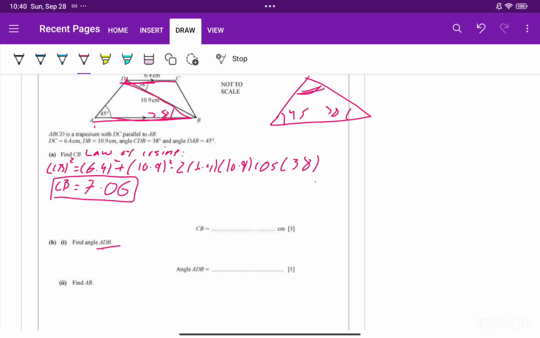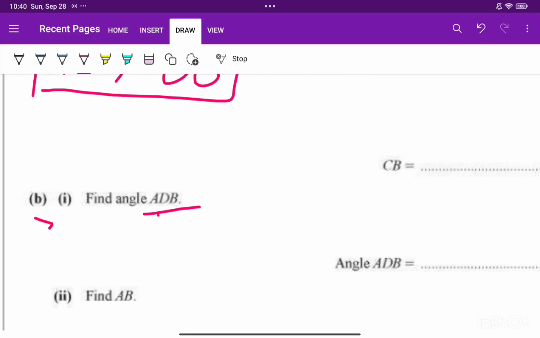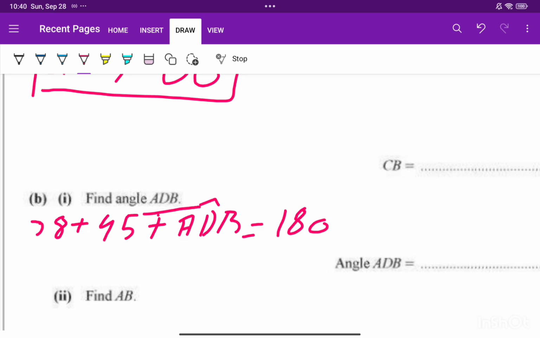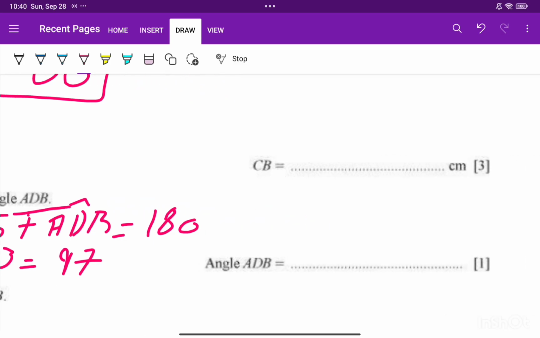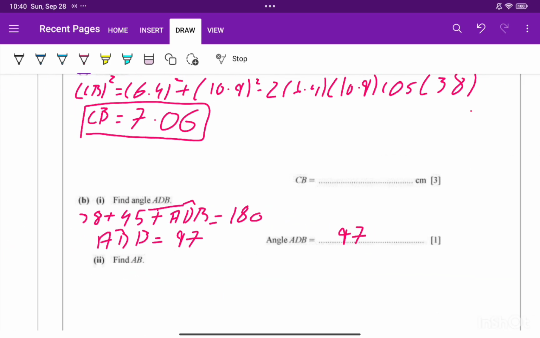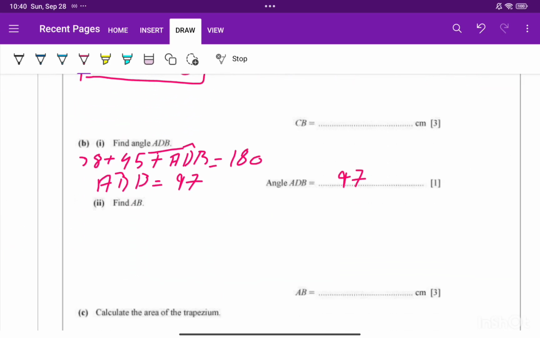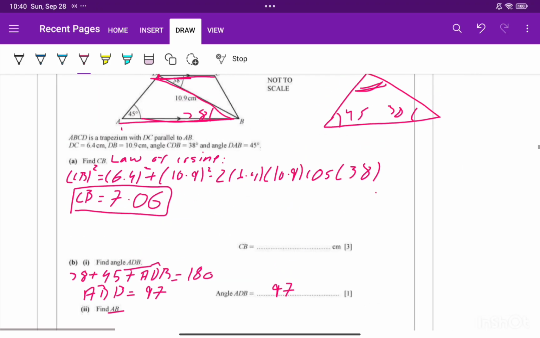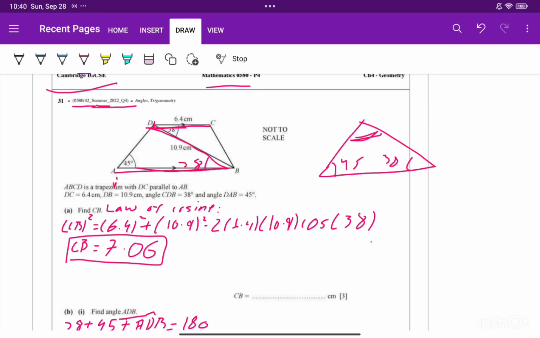So 38 plus 45 plus ADB, which we don't know, is equal to 180. So angle ADB will be equal to 97. Right over here, 97. Now find AB. We need to find this line.